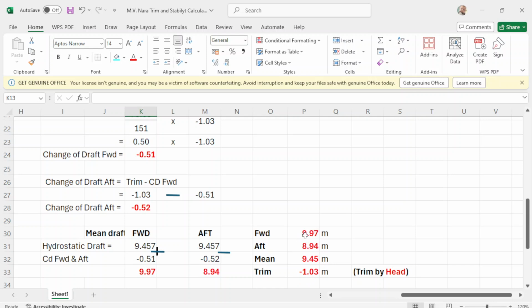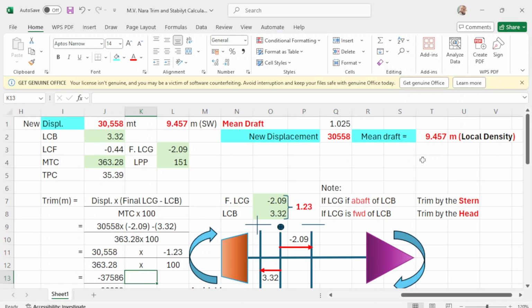You deduct your forward drop of 9.97 minus your up drop of 8.94, then you will have a trim of 1.03 negative, because you are trimmed by the head. And to get the mean, you add forward and up drop, divide by 2, then your mean drop is 9.45, which is this one, 9.45. Okay.